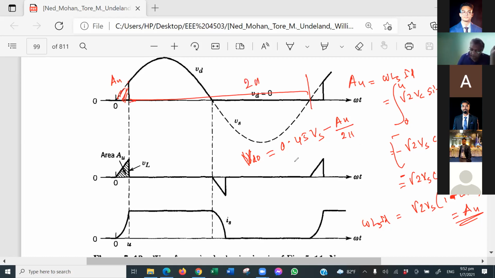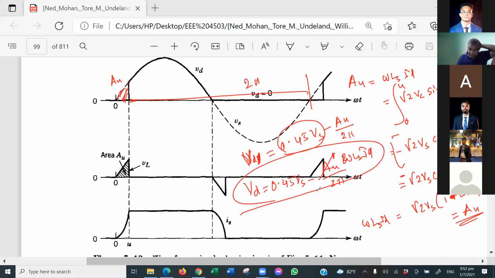Average will be, because the time period is 2 pi, we have to divide by this one. VD0 will be only this one, and if you take the effect of Ls, this is AU by 2 pi, and AU is nothing but omega Ls ID, right? Yes, sir. This is the expression. From this one you can write 1 minus cosine u equals omega Ls ID divided by root 2 Vs, so cosine u will be 1 minus omega Ls ID divided by root 2 Vs.